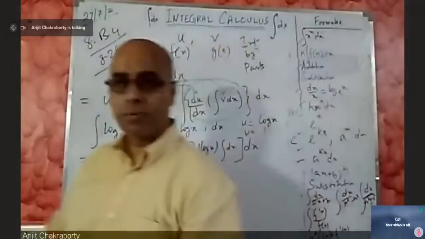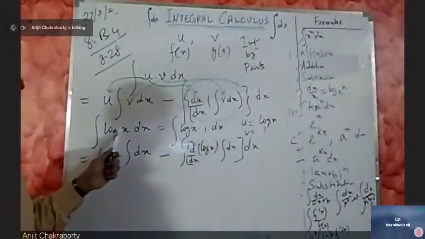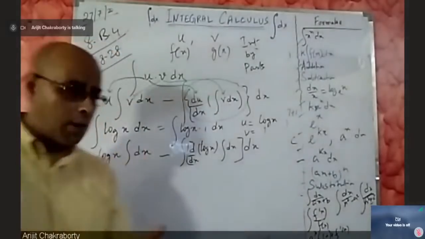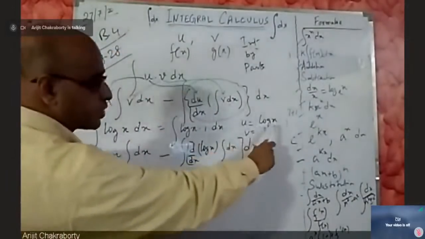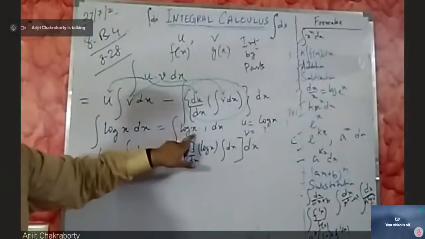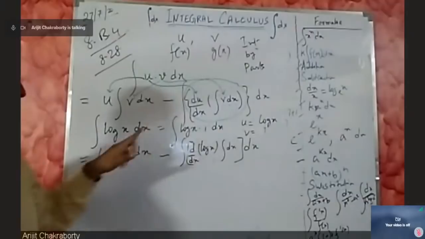Please see the step once again. So we have taken log x dx, we want to integrate that. We are applying integration by parts. We have taken the first function as log x and the second function as 1. Now we are multiplying log x into 1, dx gives me log x.